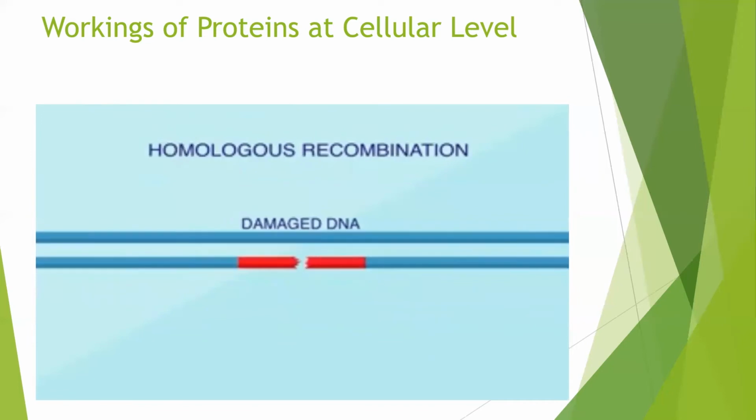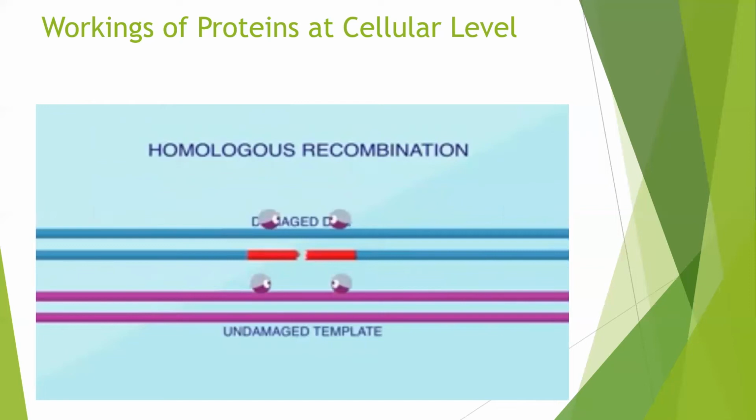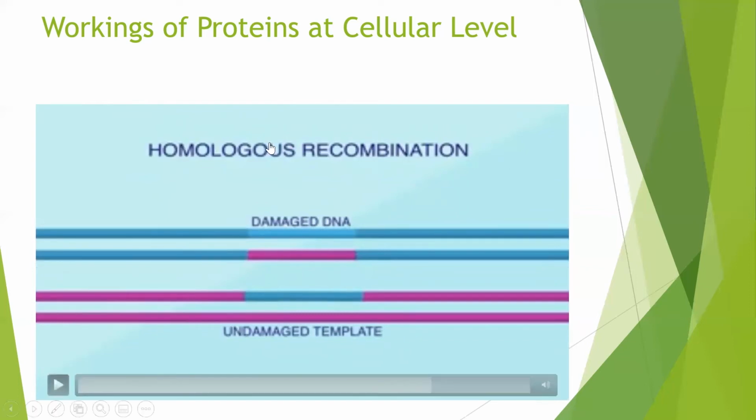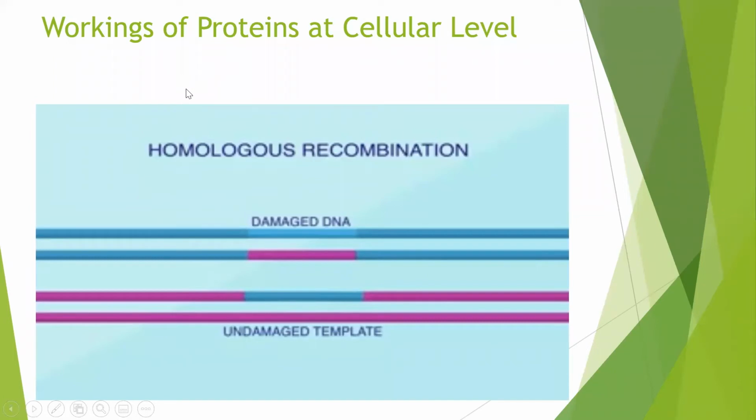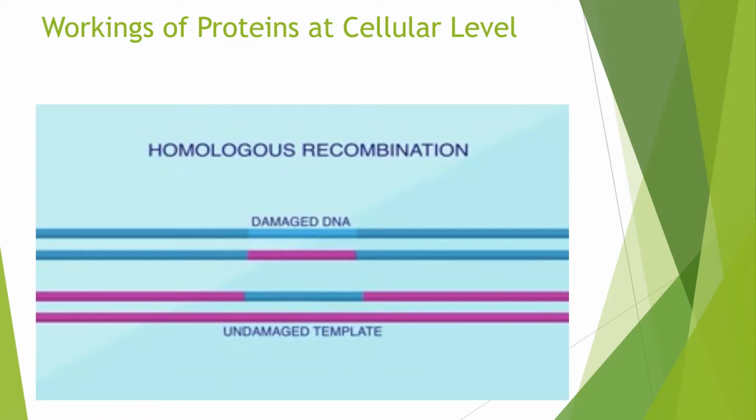Homologous recombination uses an undamaged section of similar DNA as a template. Enzymes interlace the damaged and undamaged strands, get them to exchange sequences of nucleotides, and finally fill in the missing gaps to end up with two complete double-stranded segments. Right. So it's a very bewildering process that we are seeing here. So what we are seeing here is how damaged DNA can also be repaired.